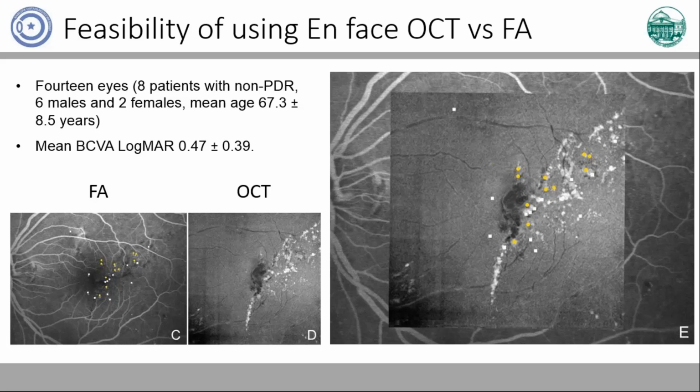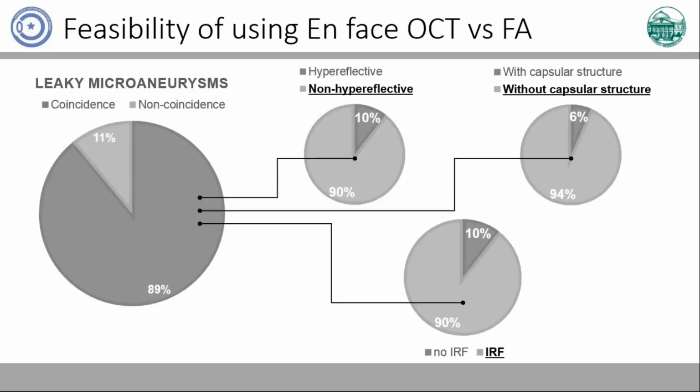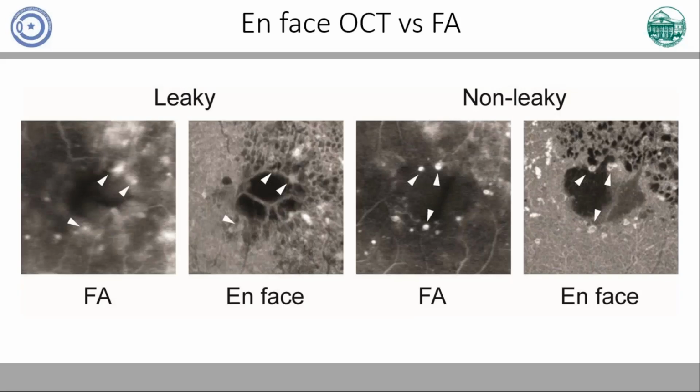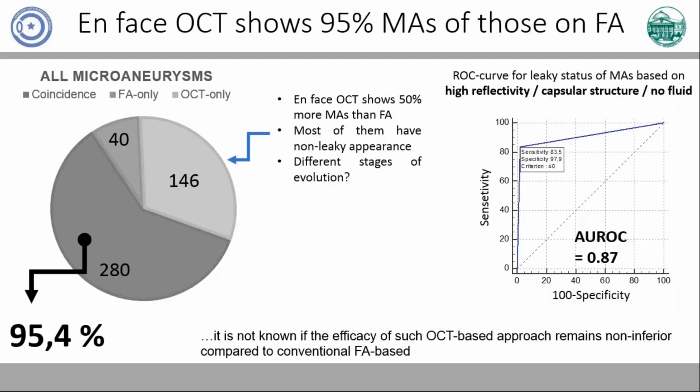We overlaid en-face images on FA and described the characteristics of microaneurysms, and we found that leaky microaneurysms on FA are characterized by moderate reflectivity, absence of a capsular structure, and presence of neighboring intraretinal fluid. All these characteristics allow us to identify leaky microaneurysms. Like on this slide, you can see that the leaky microaneurysms are moderately reflective, in contrast to non-leaky ones, which are highly reflective and have a capsular structure.